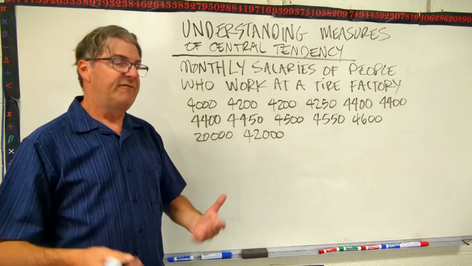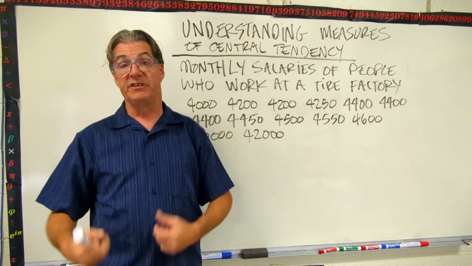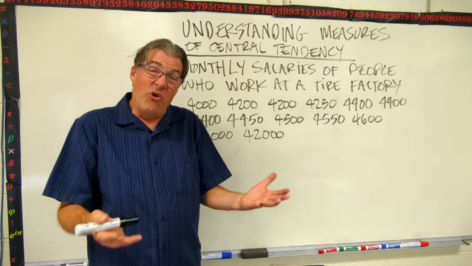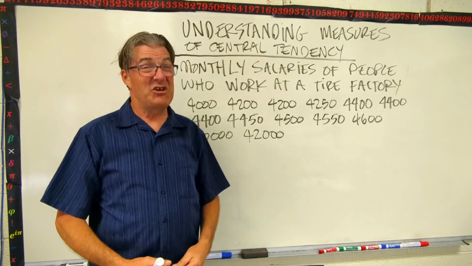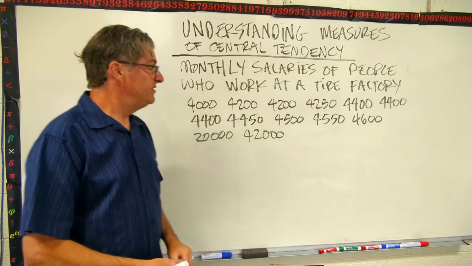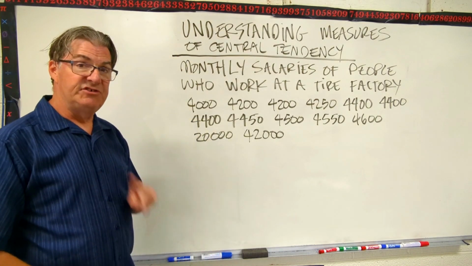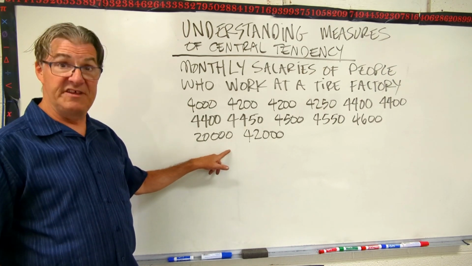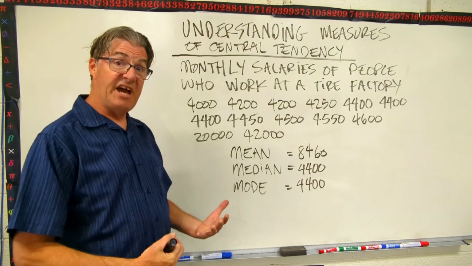For example, if you're measuring the ages of students at a high school and you have a 36 years old in your data, that could be a problem. Okay, so now what I want you to do is use your calculator and calculate the mean, median, and mode for this data. Okay, let's see how you did.